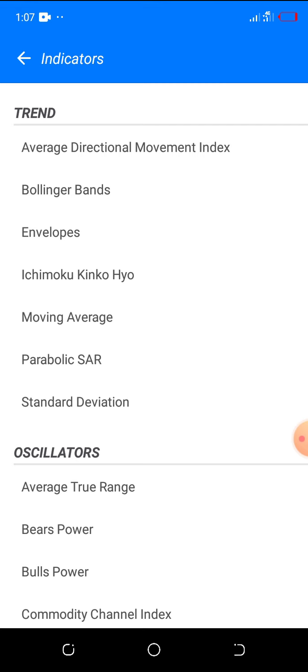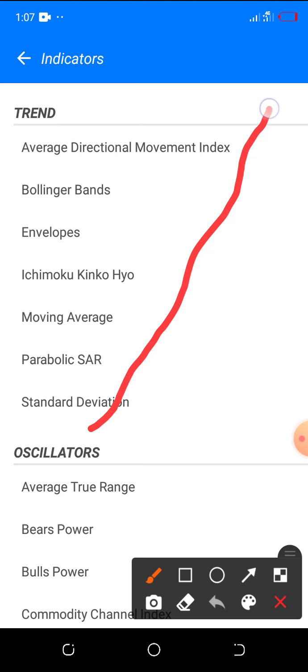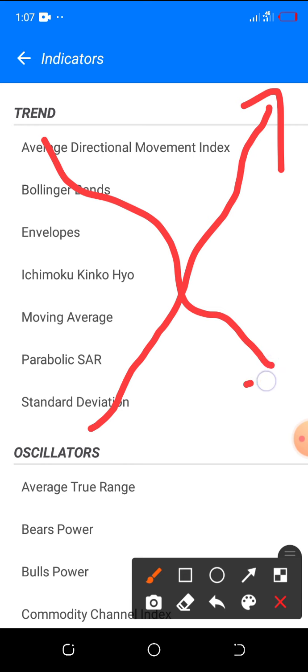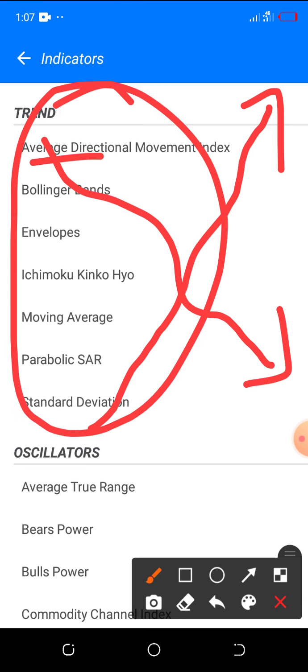Now, trend. When we talk about trend, it simply means something that is going in a particular direction consistently for a period of time. So this is a trend, this is uptrend, all right, and this is downtrend. So all the indicators here that you can see, they are actually trend indicators. Do you get it now? And one major disadvantage of these trend indicators is that they lag.